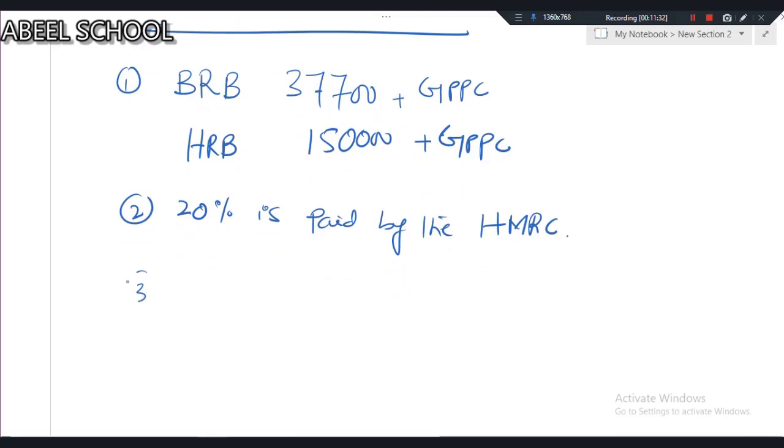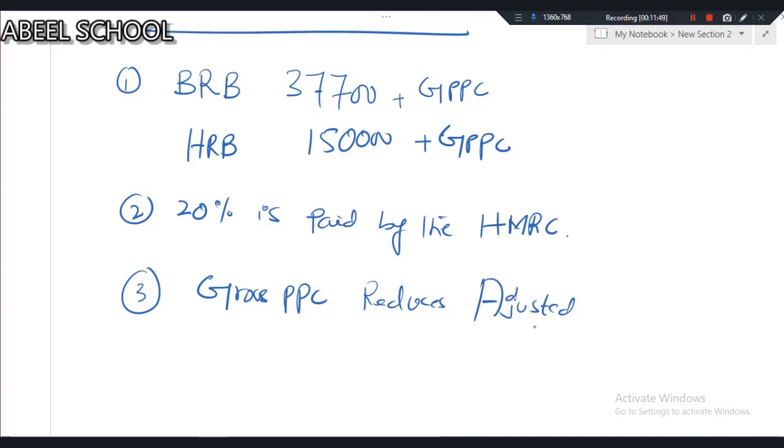Third and final, gross PPC reduces adjusted net income. It is possible that due to gross PPC, your adjusted net income goes below 1 lakh or becomes 1 lakh. If someone has adjusted net income of either 100,000 or less, then that individual gets the entire personal allowance of 12570. So actually there are three benefits for any individual who is contributing in PPC.